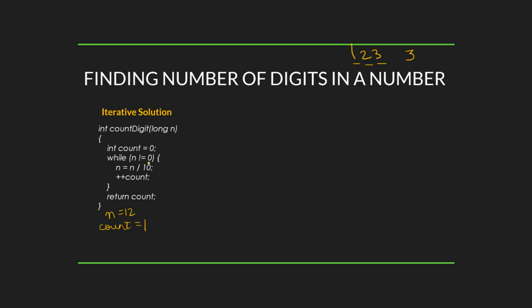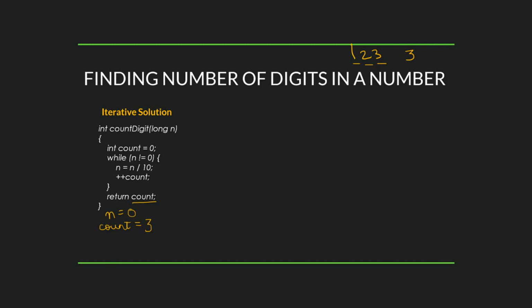Since n is not 0, we continue with the while loop and now n will become n by 10. Then we increment count. So count will become 2. Again, as n is not 0, we continue with the while loop and now n will become 1 by 10, that is 0. We increment count, so count will become 3. Now as n is 0, we break out of the while loop and return count. So we return 3.